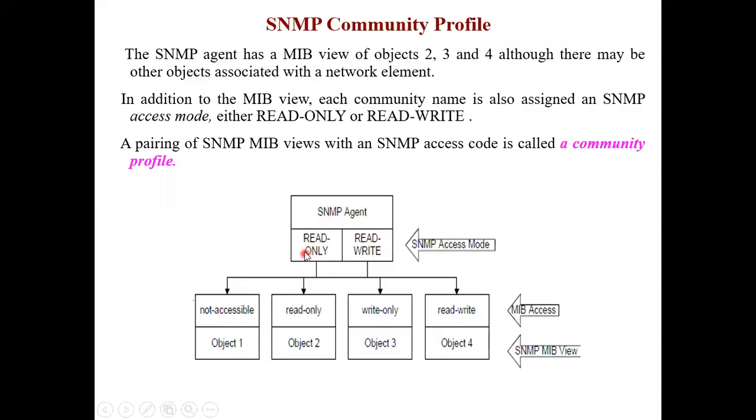Similarly, for objects that have the read-only facility, here read-only is the community name. Read-write is the community name. So when we pair these two, then only I can get the access. So a pairing of SNMP MIB view with an SNMP access code is called a community profile.